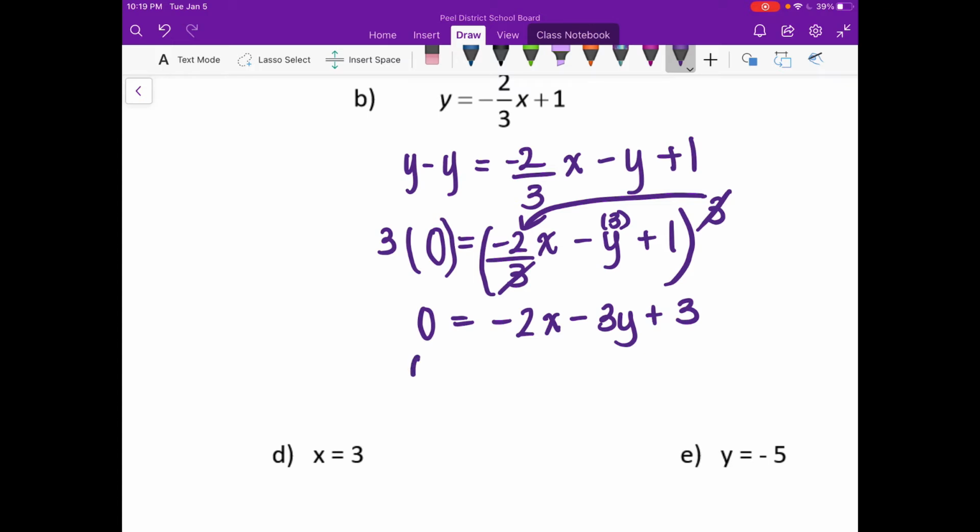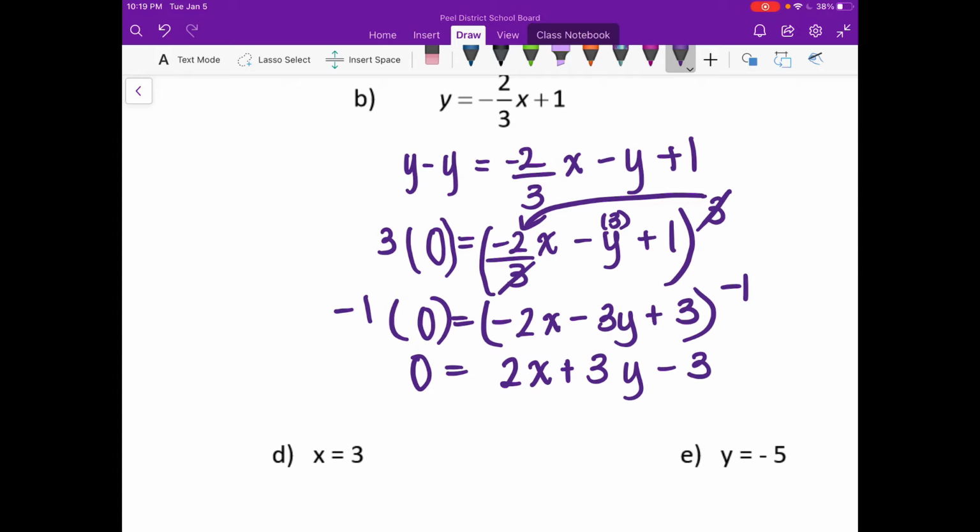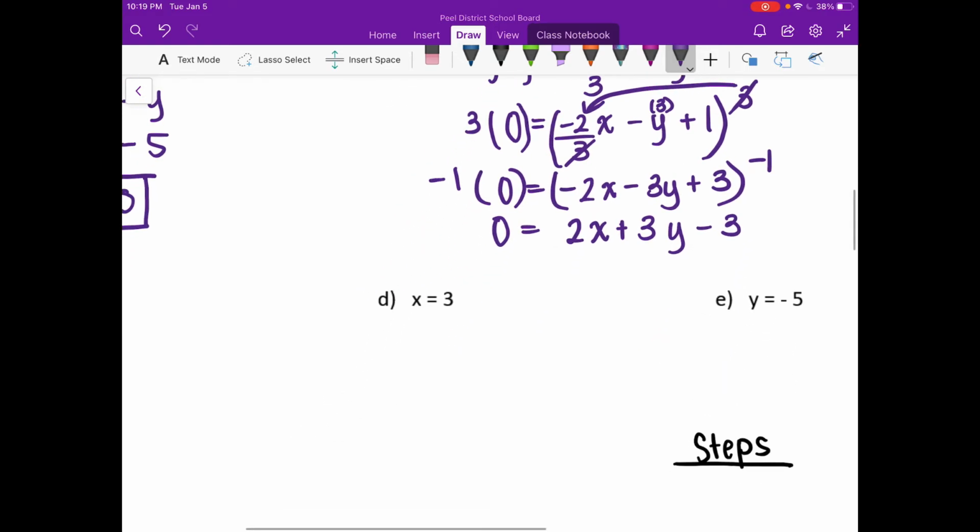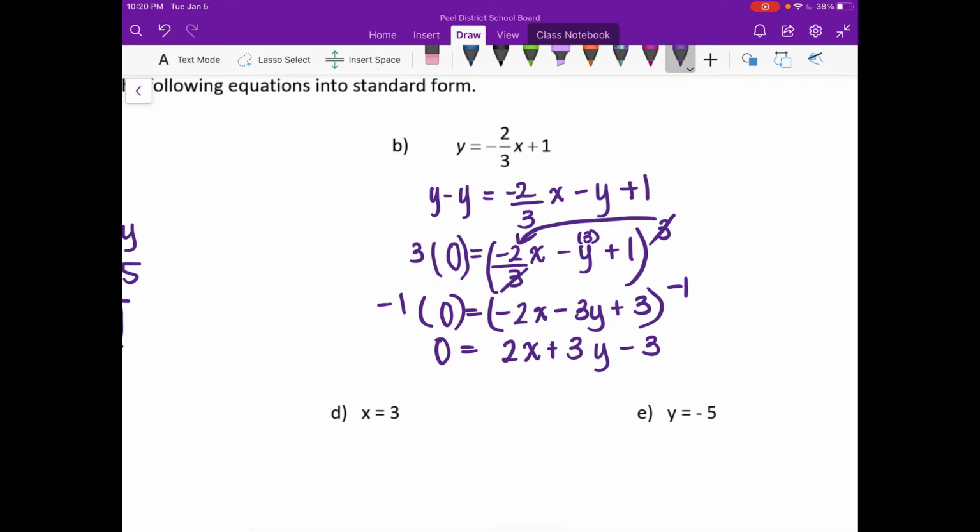Okay, still have a negative sign. In order to get rid of the negative sign, I'm going to multiply both sides by negative 1. So 0 times negative 1 is still 0. Negative 1 times negative 2x, you just change the signs. Positive 2x, negative 3y, minus 3. And make sure you're changing all the signs for every single term in that equation. Okay? And that's the answer. If you want, you can change it around to be 2x plus 3y minus 3 equals 0.